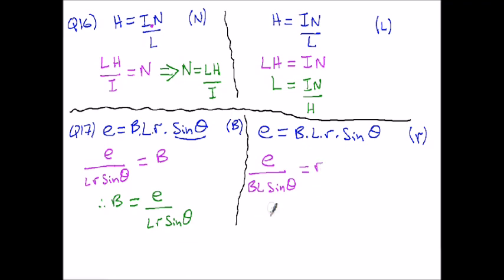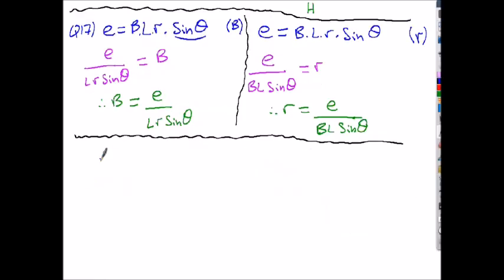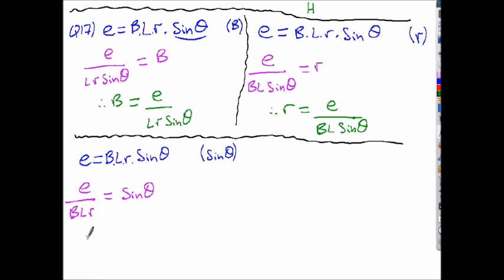Let's turn the equation around. Again, considering the same equation, but this time we want to make sine of angle theta the subject. As B is multiplying the L, L is multiplying the R, and R is multiplying the sine theta, we can simply divide both sides by B, L, R. So on the left hand side, E divided by B, L, R is equal to sine of angle theta. Turning the equation around, therefore sine of angle theta is equal to E divided by B, L, R.